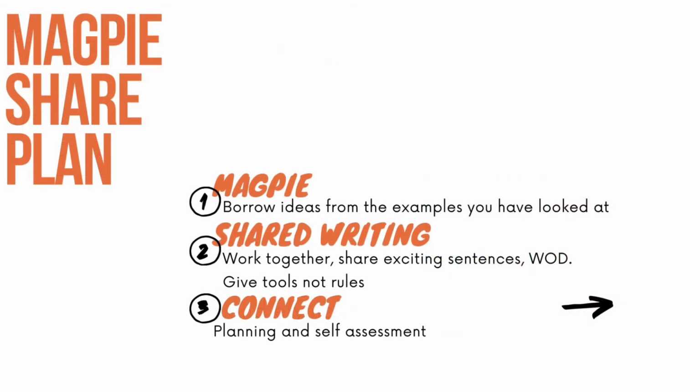The next part of the lessons would be to magpie. This is where you re-watch your 3 or 4 good examples and pupils have a chance to write down phrases, sentences and words that they would like to borrow or magpie to use in their own writing.